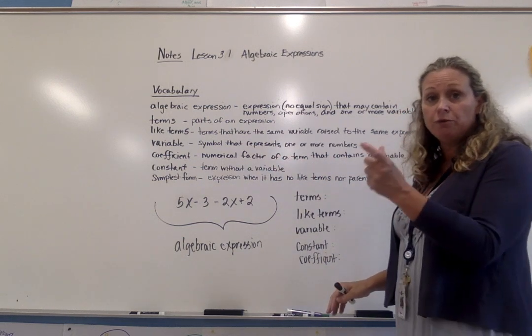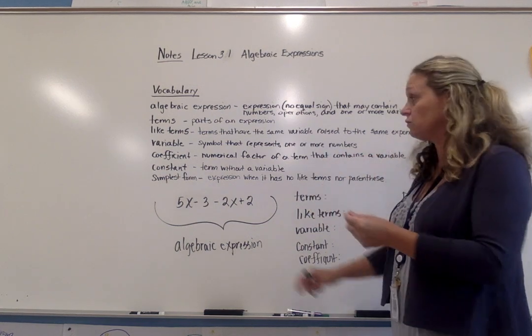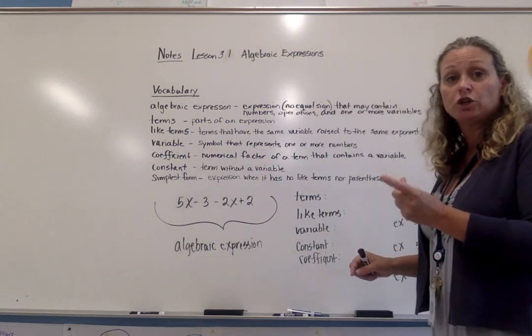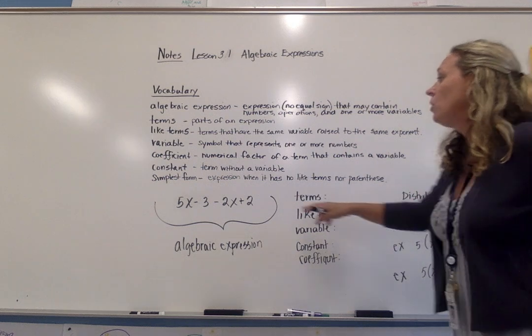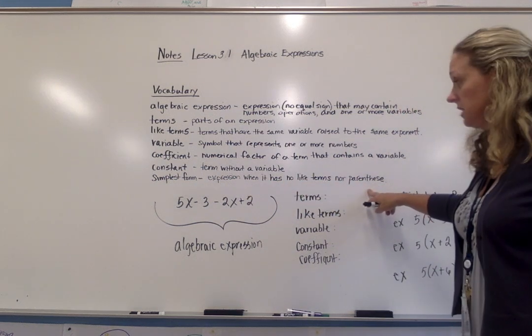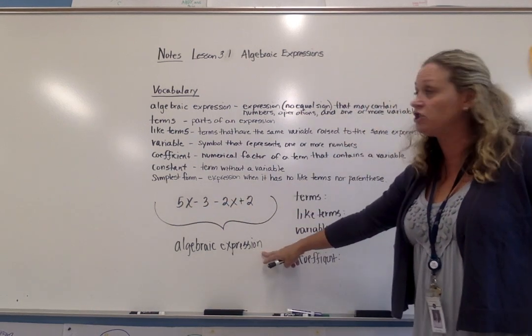So there's going to be a term that has a variable in it. The number in front of the variable is referred to as the coefficient. The constant is whichever term has no variable in it. And then when we're asking for simplest form, we're asking for that expression when it has no like terms nor parentheses in it.